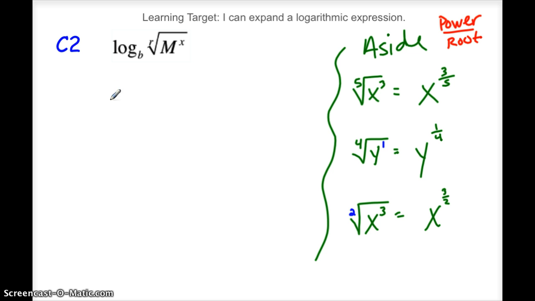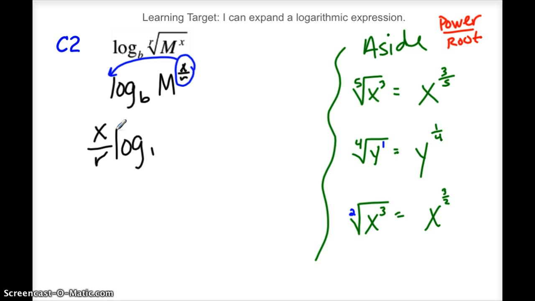Okay? So this was an aside to help us with this next example. First thing we want to do is get rid of the root by making it an exponent. So it'd become x over r. And the reason we do that is because we know how to handle exponents. They just come out front. So x divided by r log base b of m.